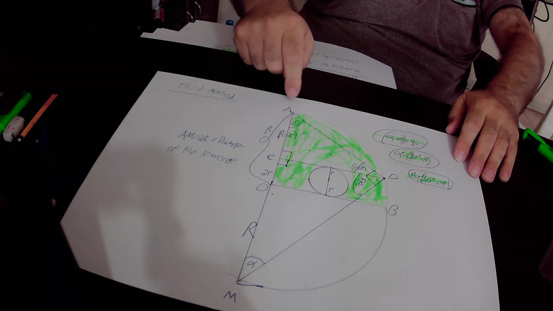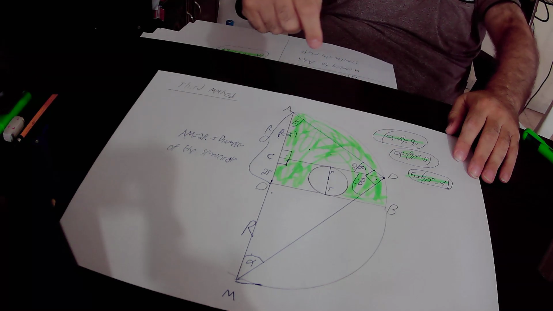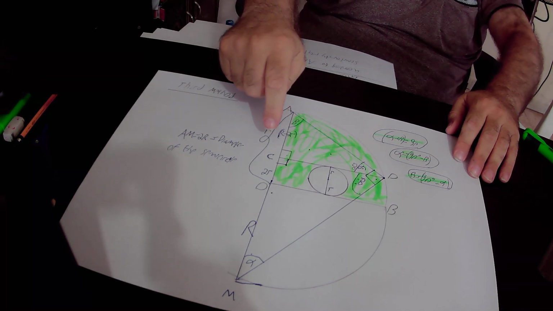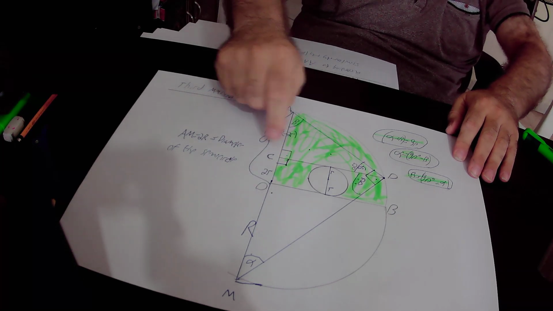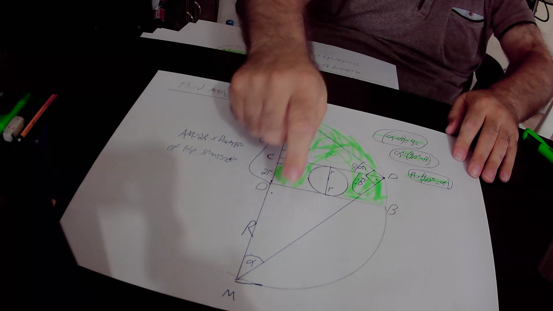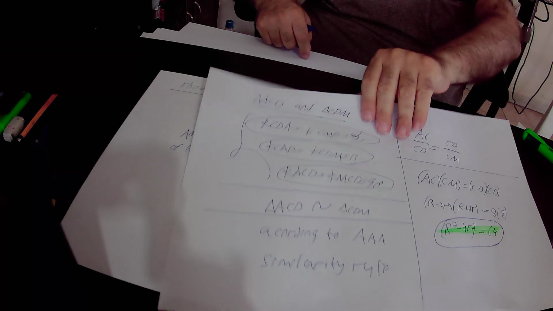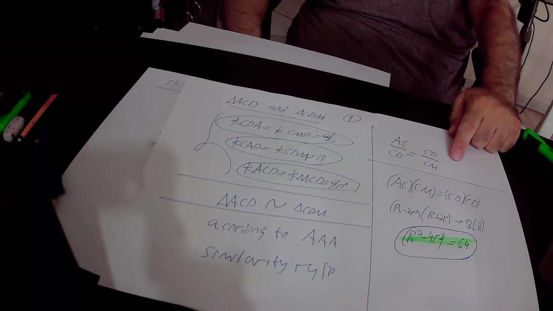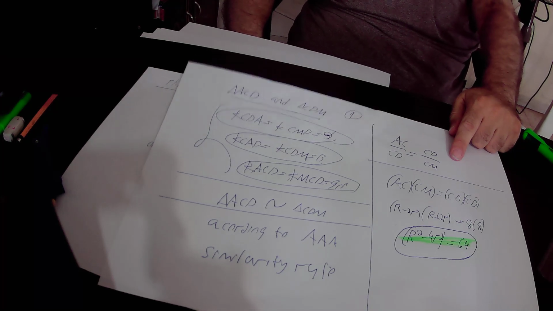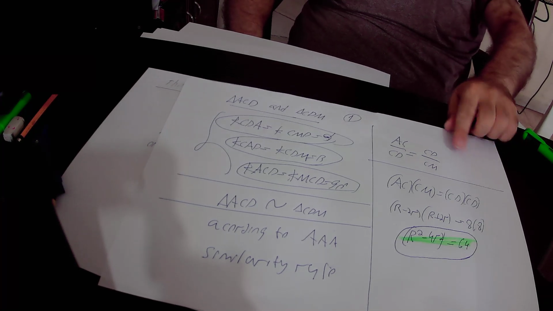AC over CD equals CD over CM. Again, AC over CD equals CD over CM. So here, cross multiplying this equation, we found out that AC times CM equals CD times CD.